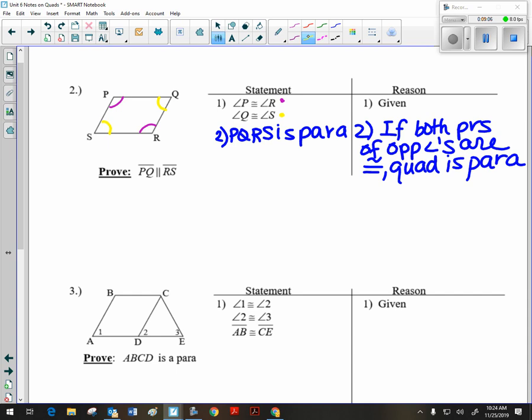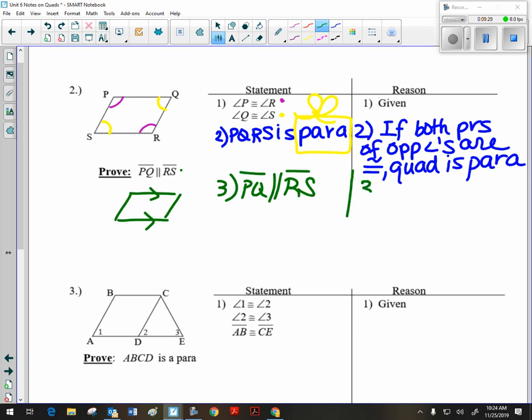And then I get to the point where I say, oh look, this is a gift. Now I know that I have a parallelogram, and one of the properties of that parallelogram is that I get opposite sides parallel to each other. So once I know it's a parallelogram, opposite sides are parallel, and the sides that they asked me to prove parallel, PQ and RS, are sides of it. So my shape that's a parallelogram has opposite sides parallel. So opposite sides of a parallelogram are parallel.